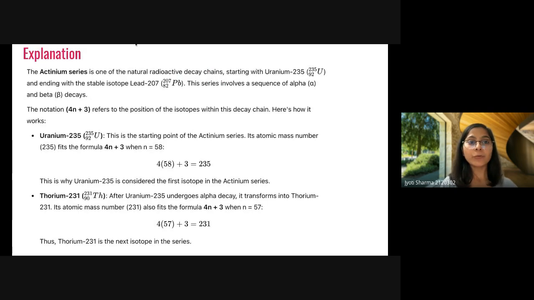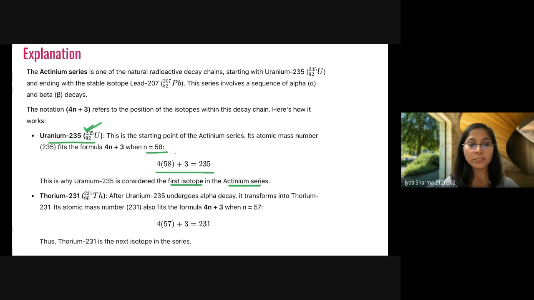Let me explain what this means. For example, you have uranium with 92 and 235. If n is equal to 58, then this gives you 235. If you multiply 4 into n, where n here is 58, and add 3, this will give you 235, and this 235 is your mass number. This will be your first isotope in the actinium series.